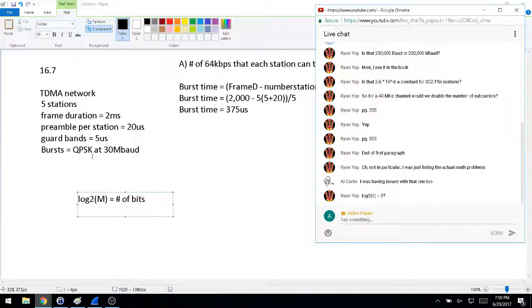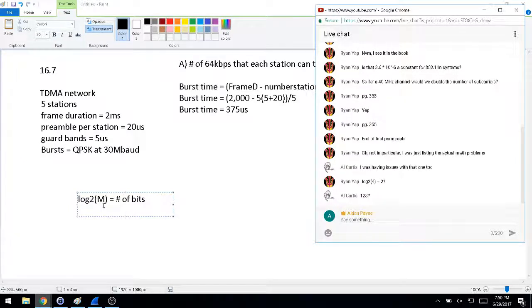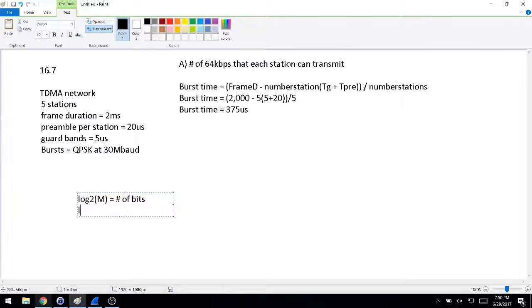And Ryan says, yep, log 2 of 4 equals 2, because quadrature phase shift keying uses 4 encoding levels. So our m value is 4. Log 2 of 4 equals 2.